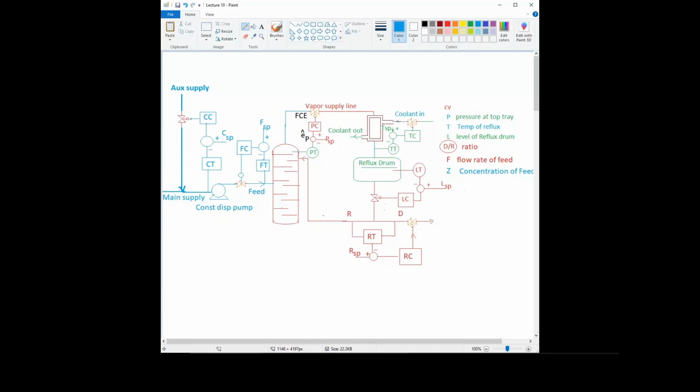Okay, so these are the controlled variables which we can apply on the distillation column. First is the pressure at the top tray, then the temperature of the reflux, then the level of the reflux drum, then the D by R ratio, then the concentration of the feed. Okay, so these are the six variables, and we have covered feed forward, inferential, feedback, and six feedback loops.